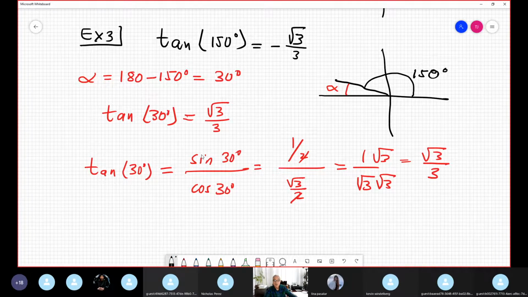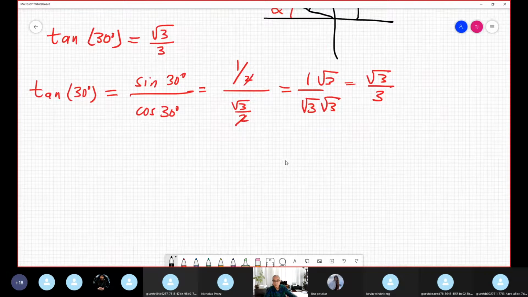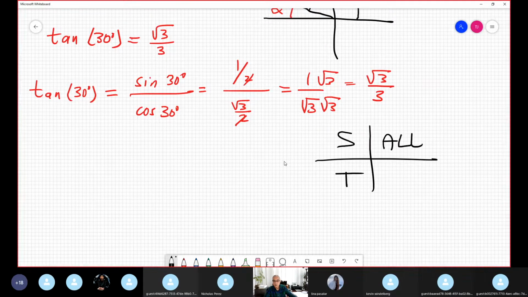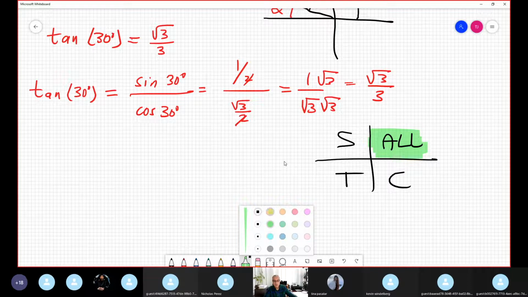Because I know that the only function that is positive in the second quadrant is sine. Tangent, no. Again, the famous mnemonic: All Students Take Calculus. Do you understand this very well or no? So let me repeat again. In the first quadrant, all trigonometric functions are positive. In the second quadrant, the only trigonometric function that is positive is sine. Cosine no, tangent no.